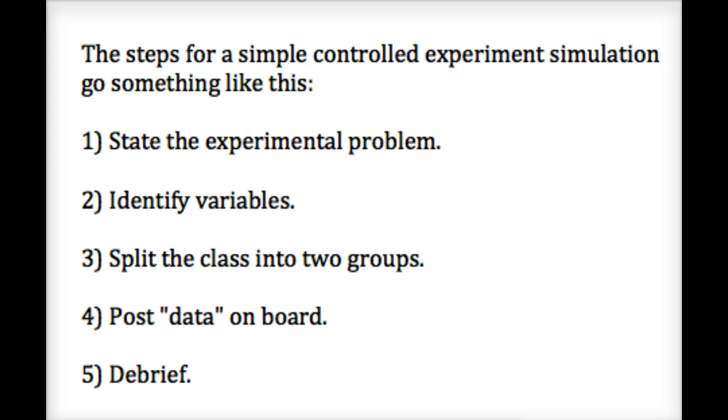Secondly, you're going to identify the variables with the class. For example, the independent variable in this experiment is drinking the Monster energy drink, while the dependent variable is your test performance. Our controlled variables might be things like student age, type of test, the test administration, and the testing environment.